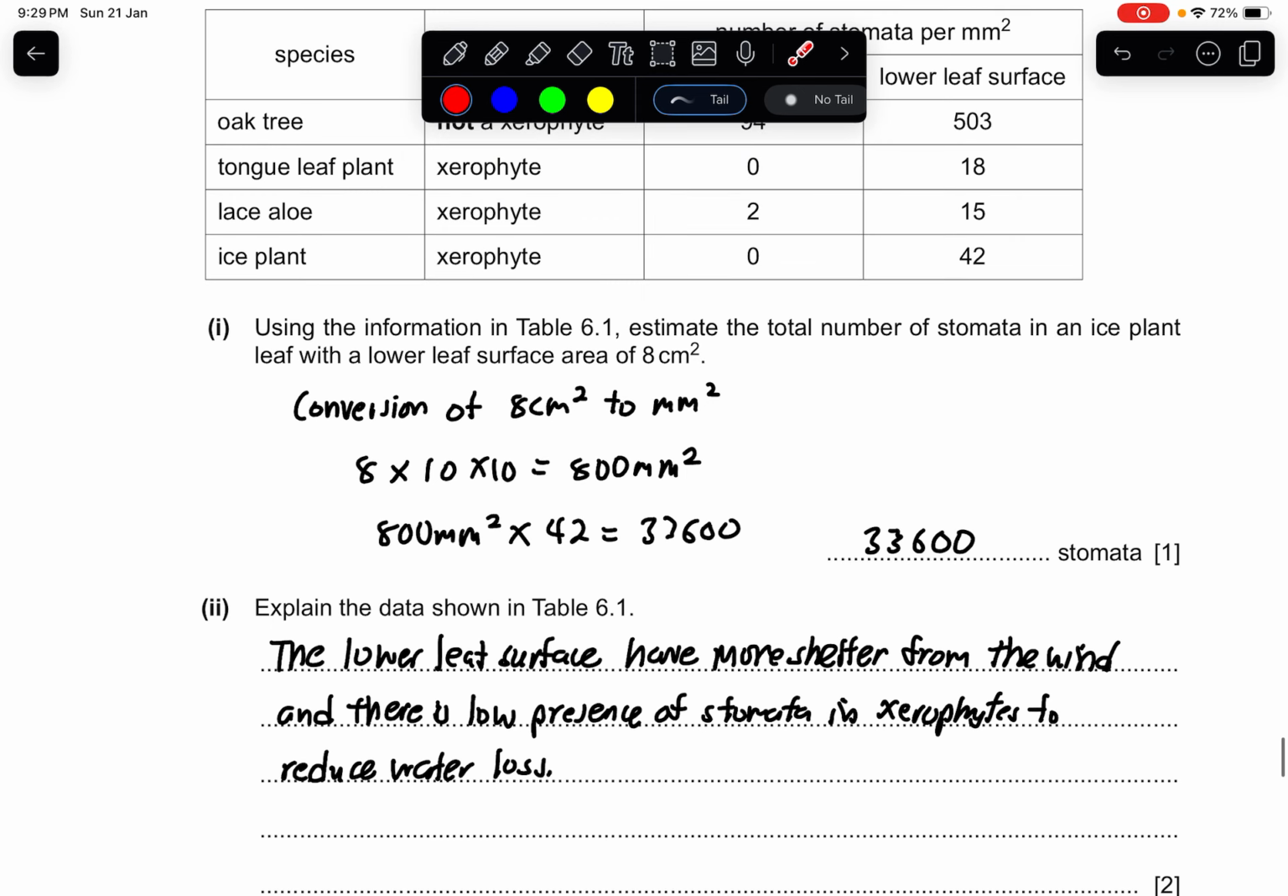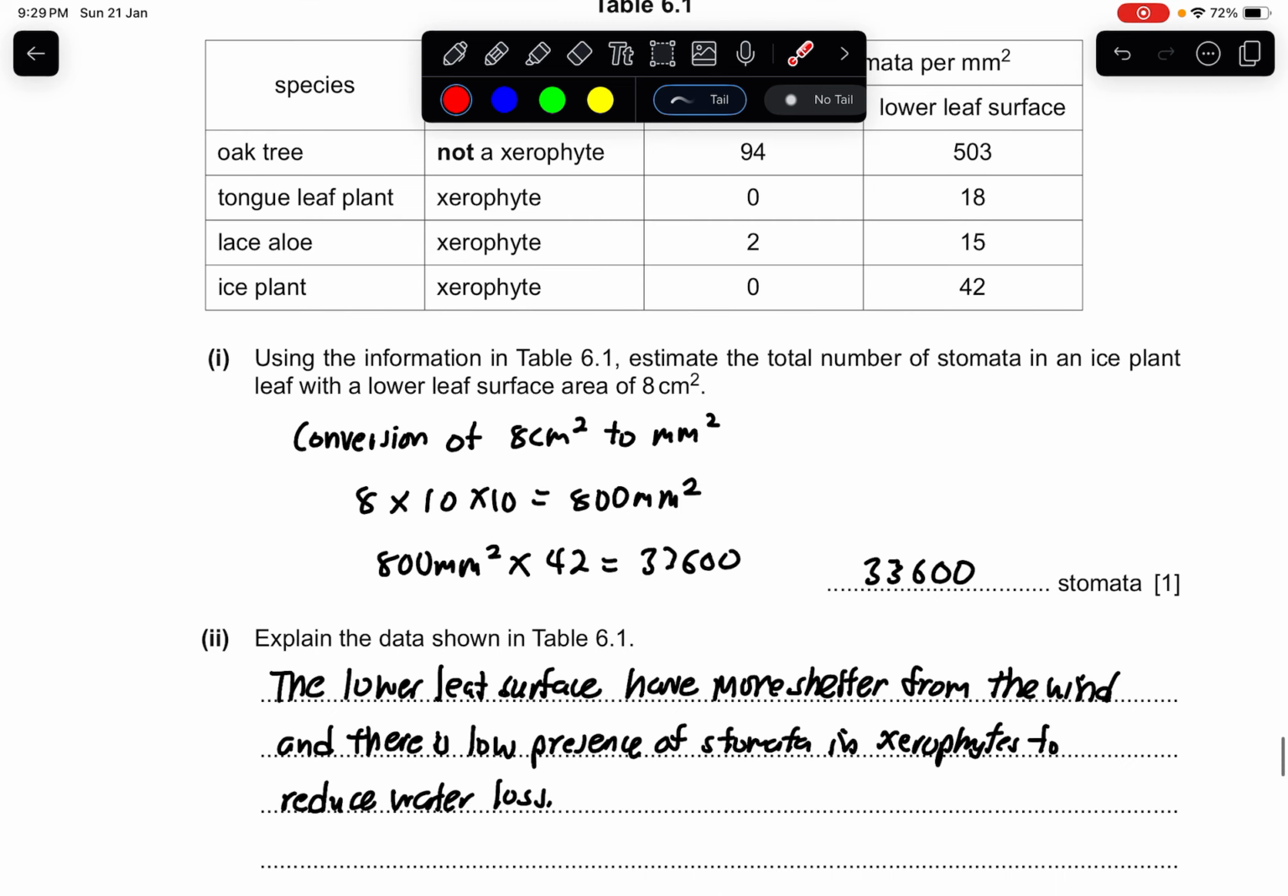Part 2, explain the data shown in table 6.1. Overall from the data, the lower leaf surface has more shelter from the wind. Therefore this helps to significantly reduce the transpiration rate. And again, there is a low presence of stomata in the 3 xerophytes. Why? Because they are all trying to prevent the loss of water.